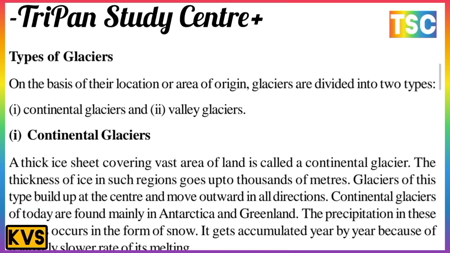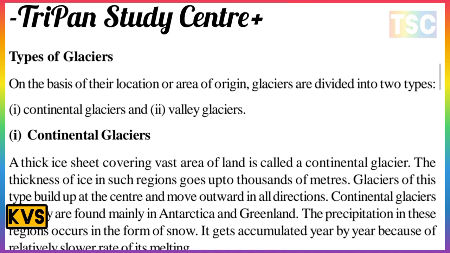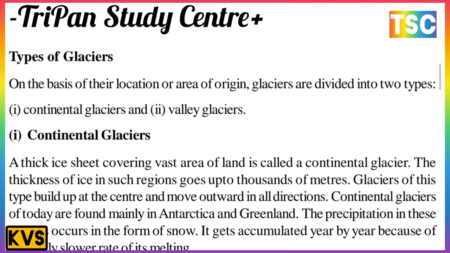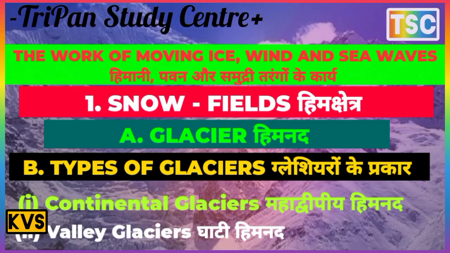This is most important. Remember, continental glaciers are found in Antarctica and Greenland. This is the most important here. The precipitation in this region occurs in the form of snow. It gets accumulated year by year because of the relatively slow rate of melting. This is also an important point here.